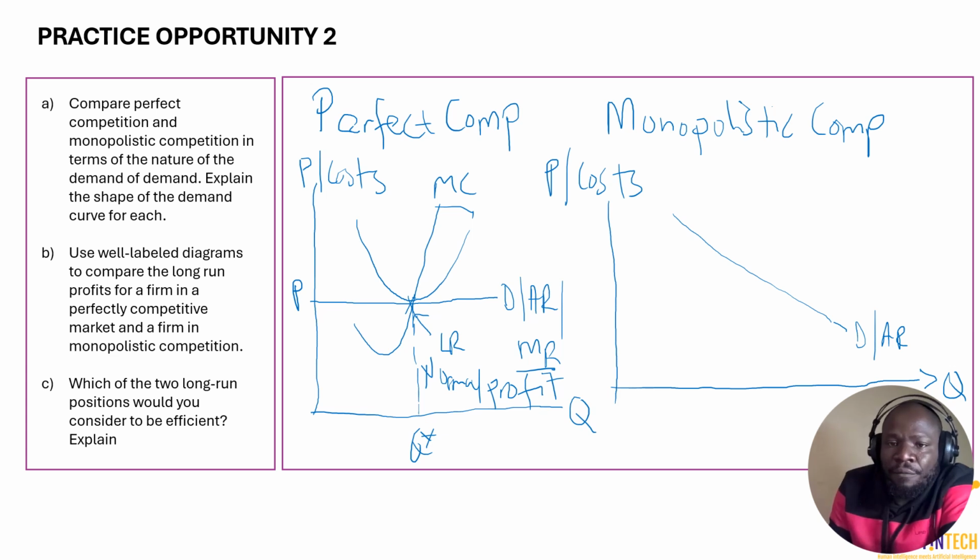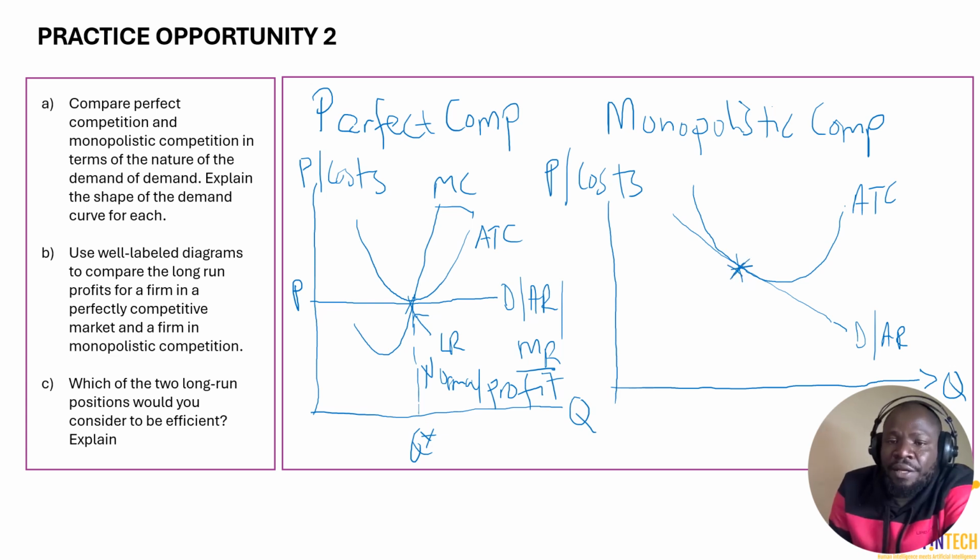And then for monopolistic competition, the demand curve is going to touch the average total cost curve. Let me label this average total cost curve. The average total cost curve is going to look like this. It just touches the demand curve, let's say at this point.